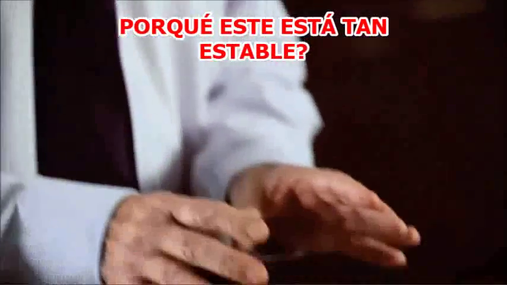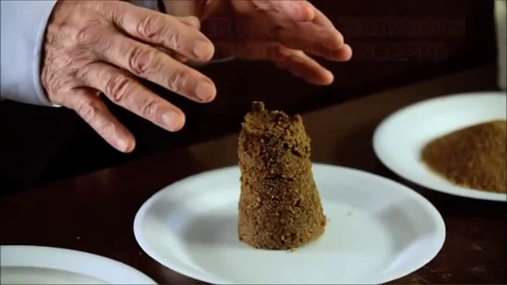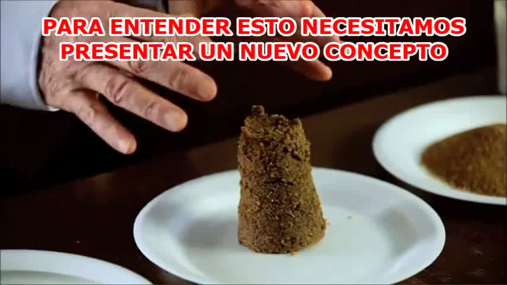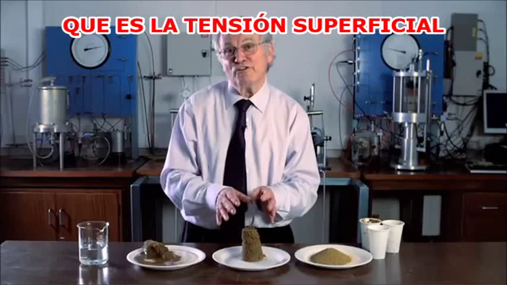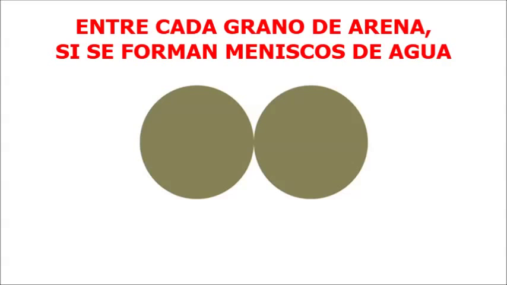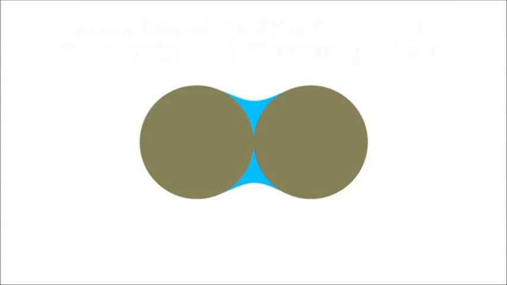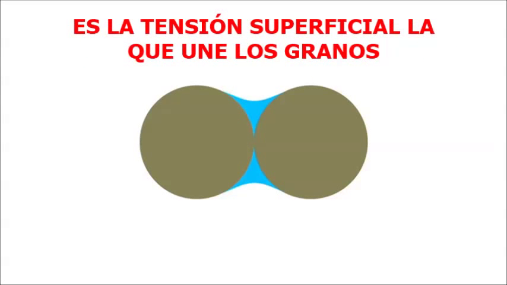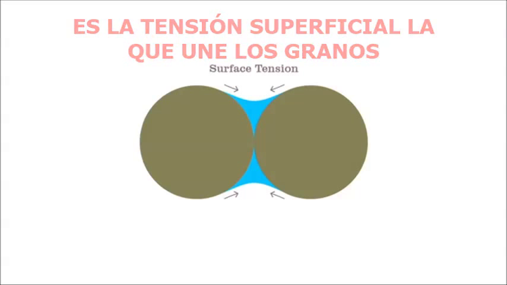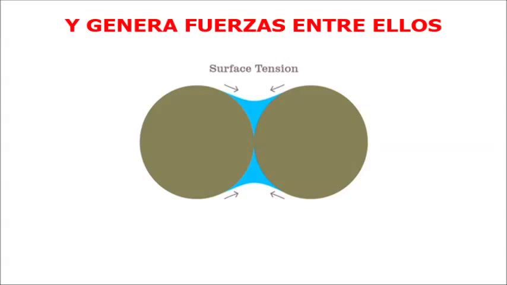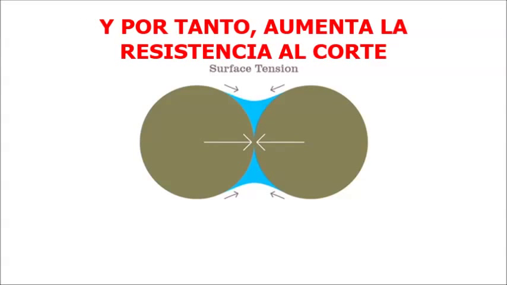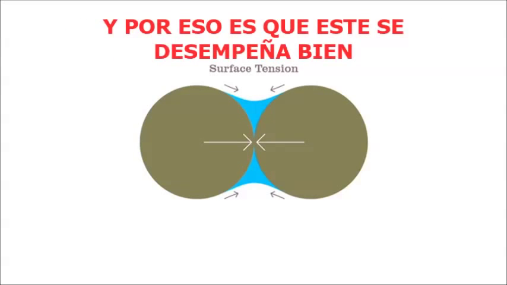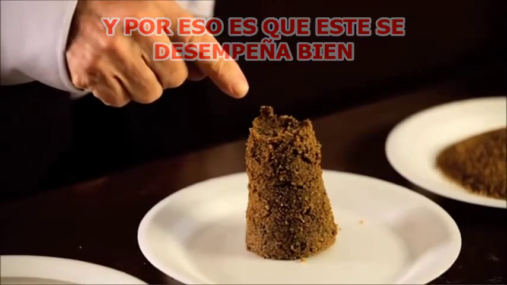Why is this one so stable? And to understand that, we need to introduce a new concept, which is surface tension. Between each grain of sand, there is a little blob of water, and the surface tension pulls the two grains together and generates forces between them, and that increases their shear strength. And that is why this performs so well.